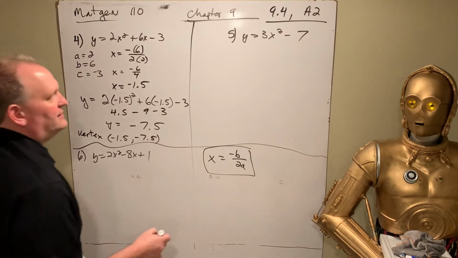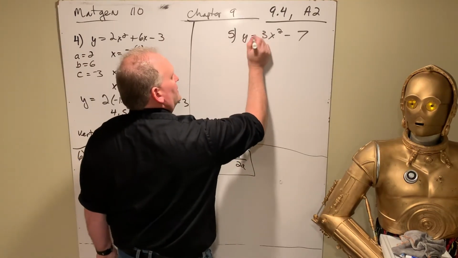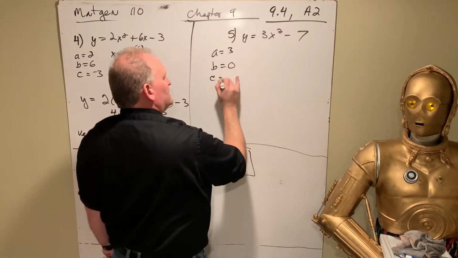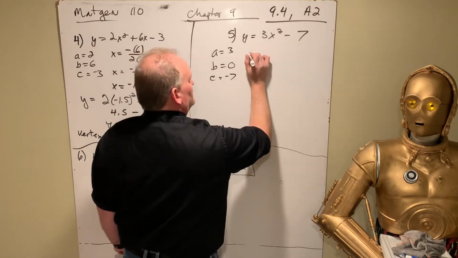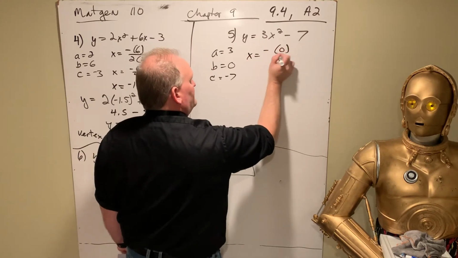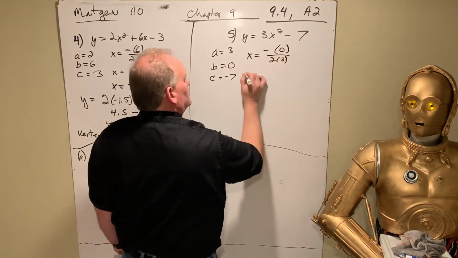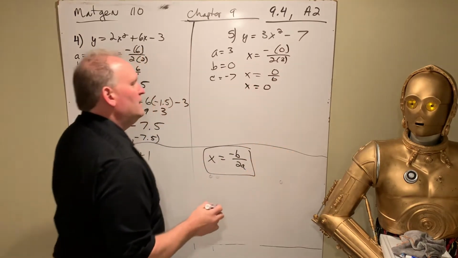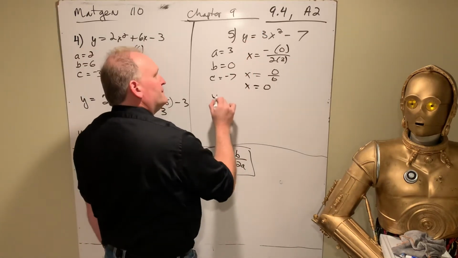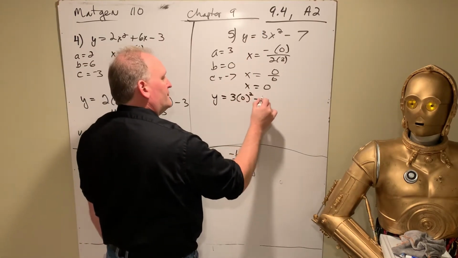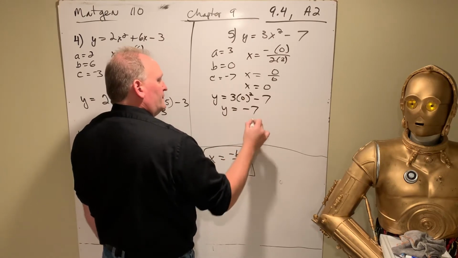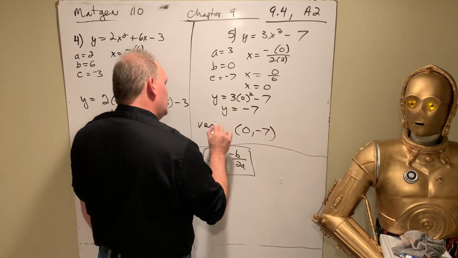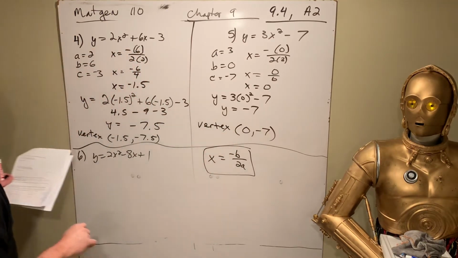All right, let's do another one. A is 3, B is 0 because there's no x term, and C is -7. And so we do the vertex is the opposite of B over 2A. So in this case, the vertex is 0 over 6, which is 0. And then if we pop 0 back in, y is -7. So 0, -7 is our vertex for that second one.